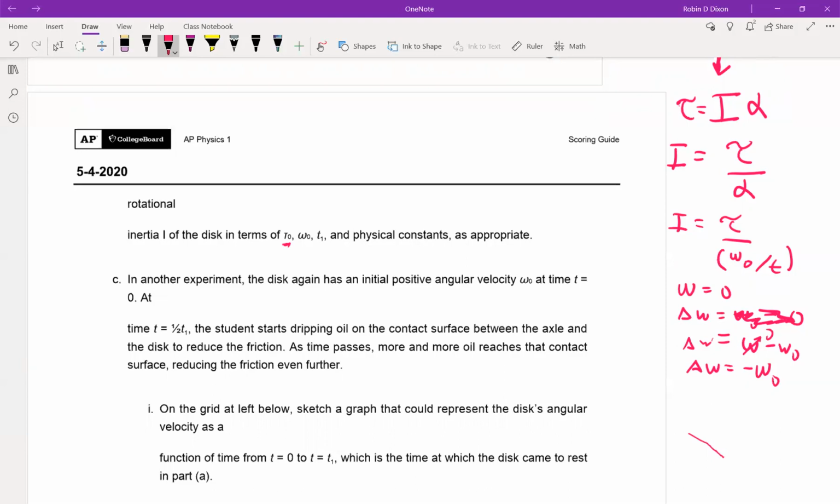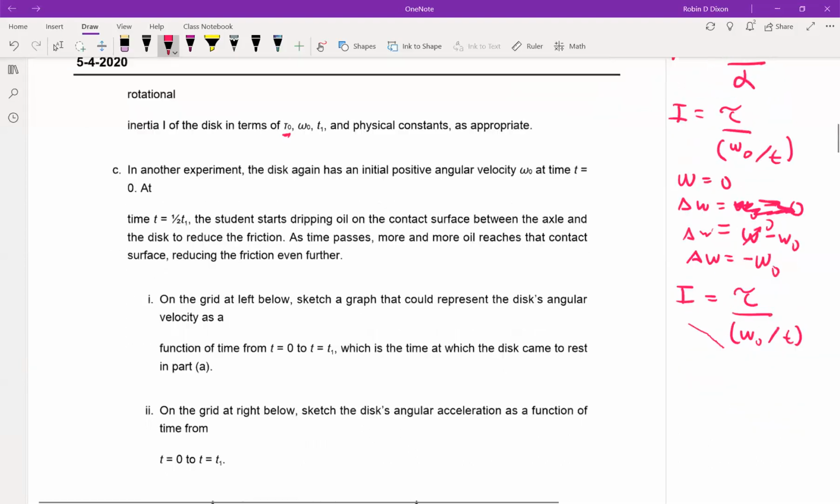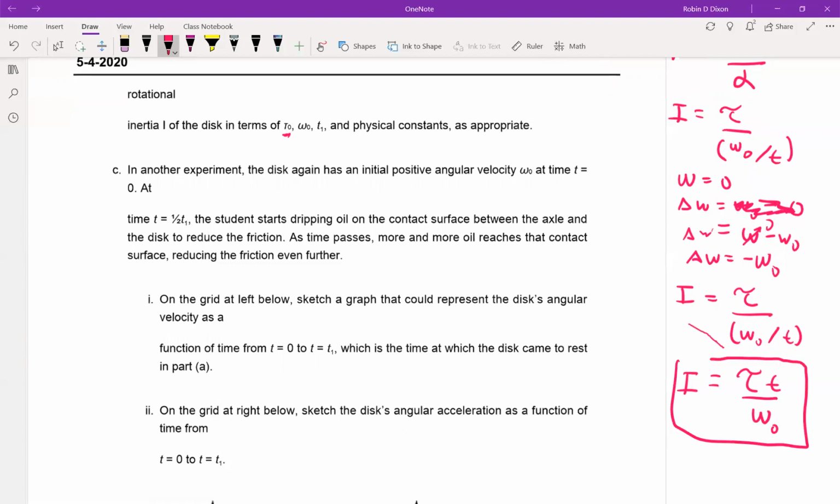So we have moment of inertia is equal to tau divided by, again, we said omega naught divided by time. I need to simplify this. When I do, it means that moment of inertia is equal to torque times time divided by omega naught. And that is our final answer for B. Okay, cool.